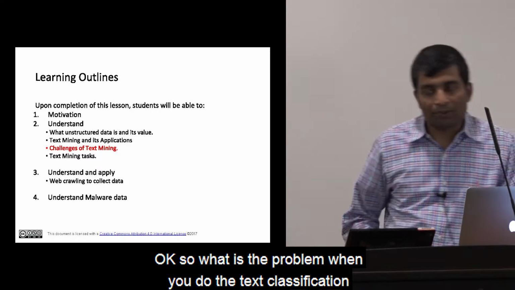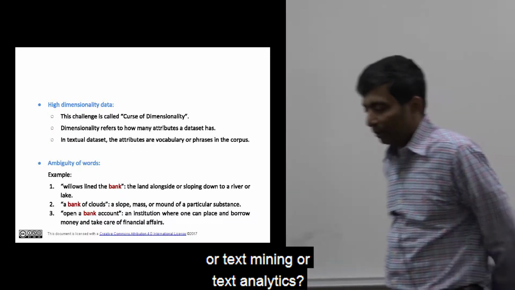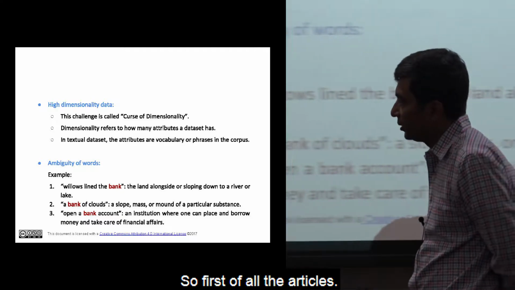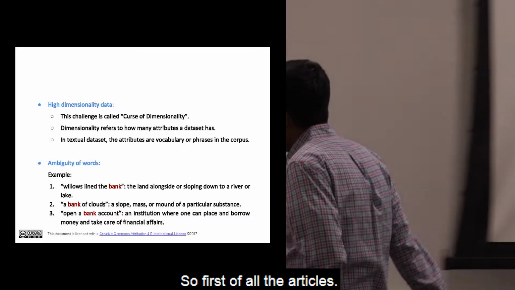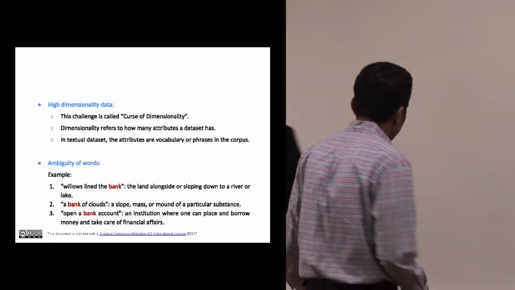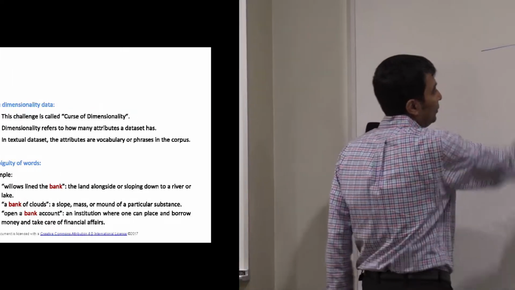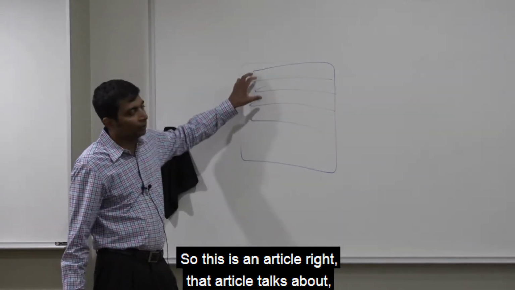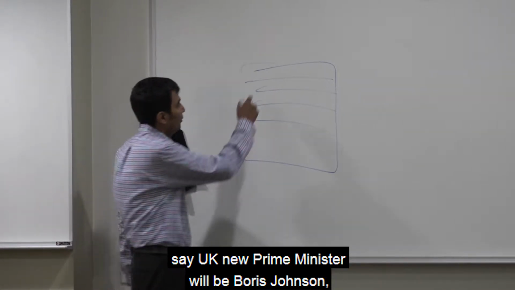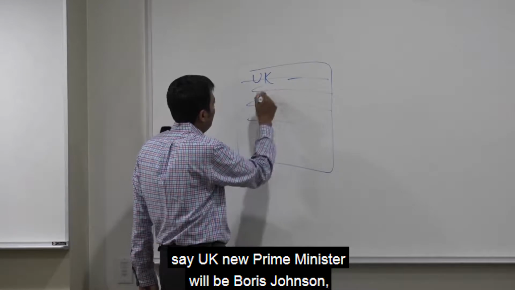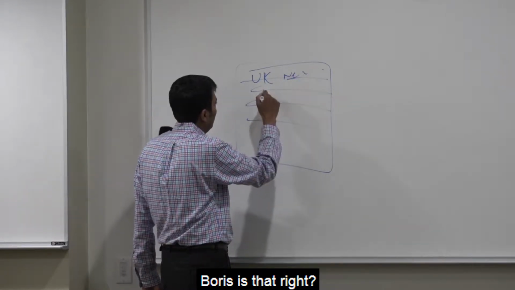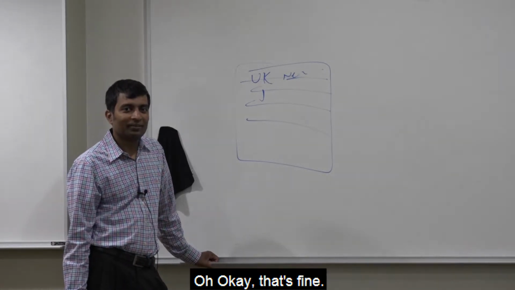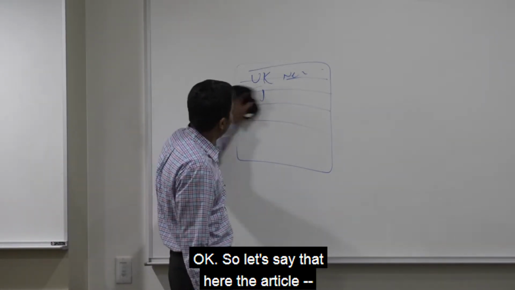Okay, so what is the problem when you do text classification or text mining or text analytics? There are a bunch of challenges we will face. So first of all, the articles. So this is an article, right? That article talks about, say, the UK's new Prime Minister will be Johnson, right? Who's got it? Oh, okay. That's fine.